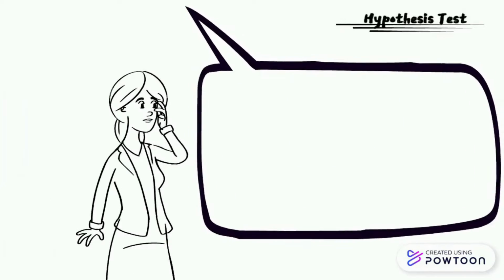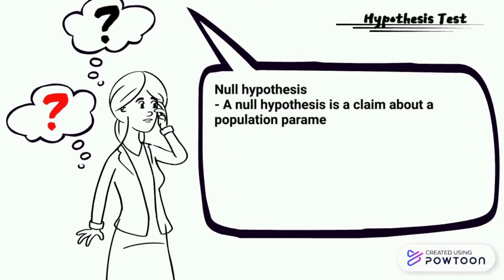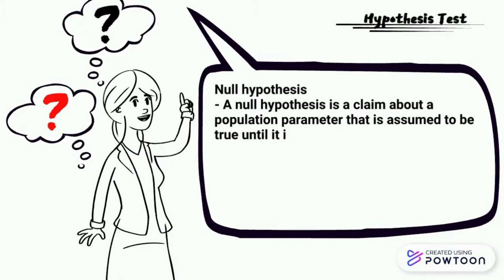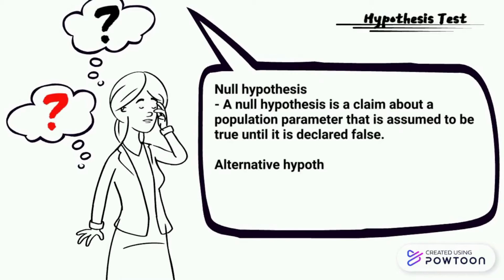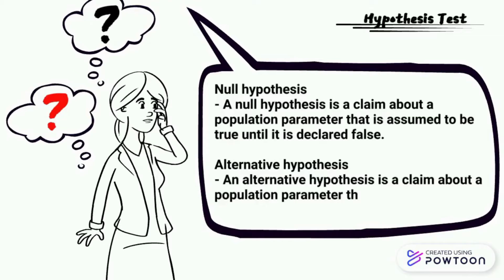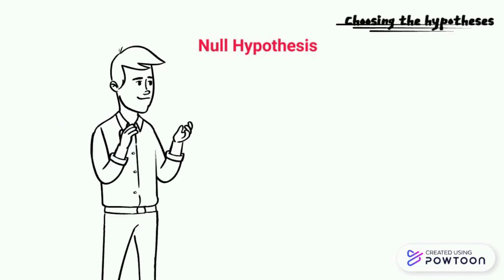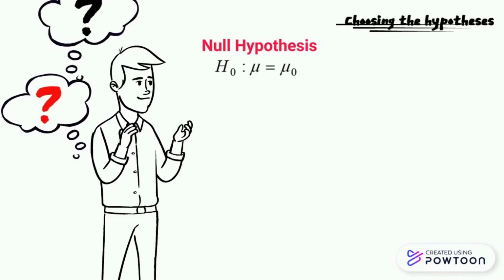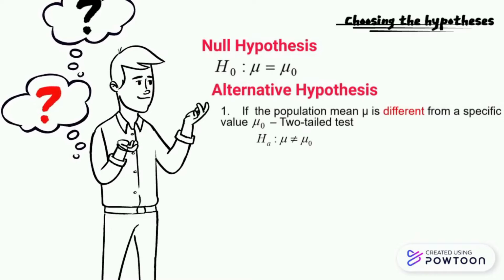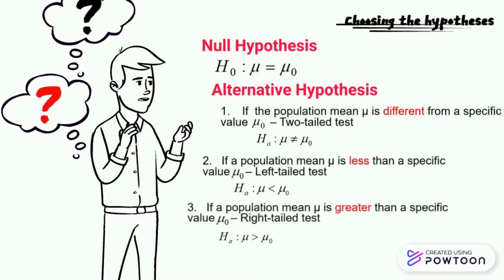A null hypothesis is a claim about a population parameter that is assumed to be true until it is declared false. An alternative hypothesis is a claim about a population parameter that will be true if the null hypothesis is false. This is the null hypothesis formula, and the alternative hypothesis is separated by three types, that is two-tailed test, left-tailed test, and right-tailed test.